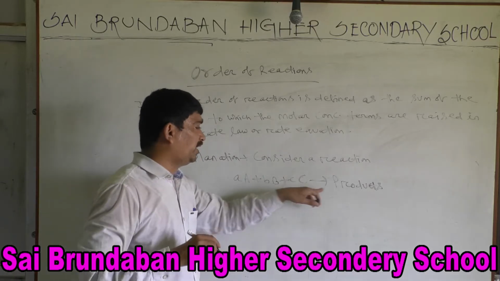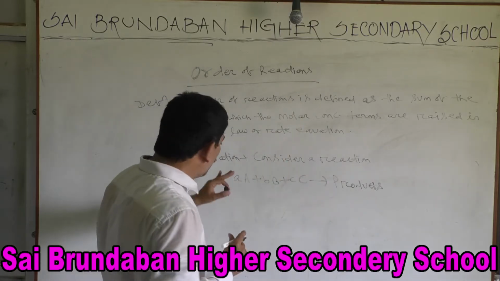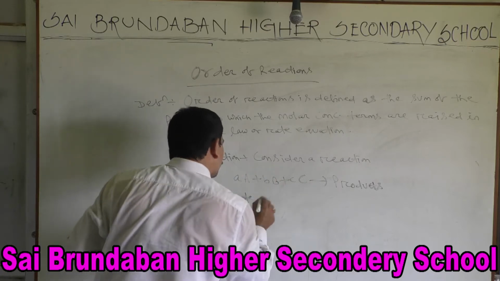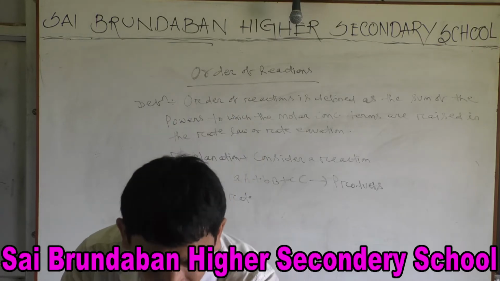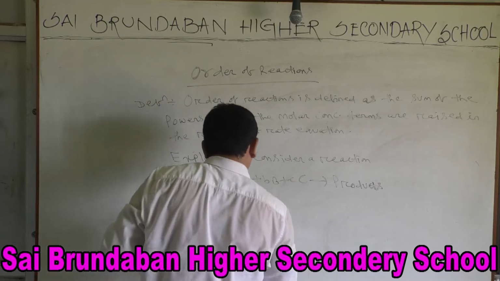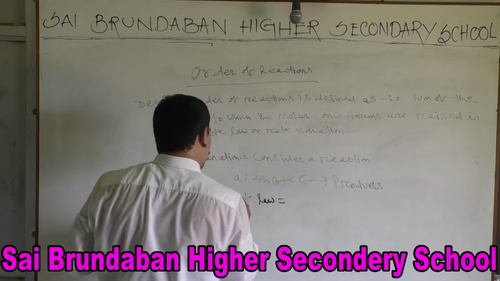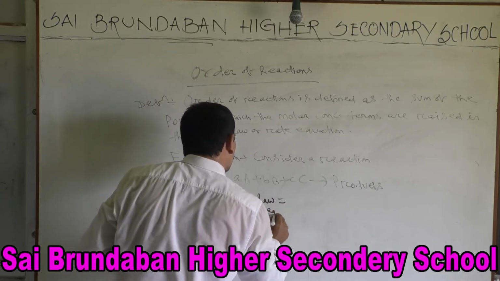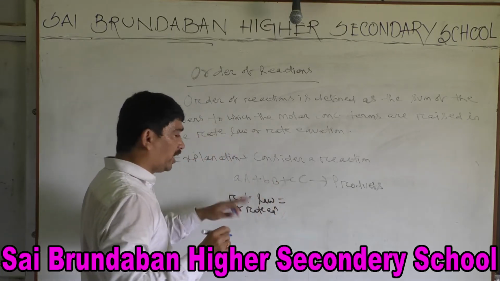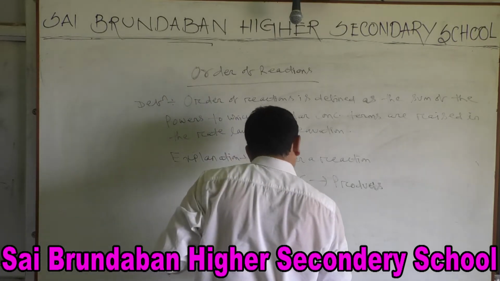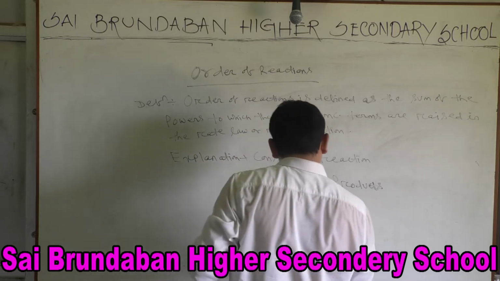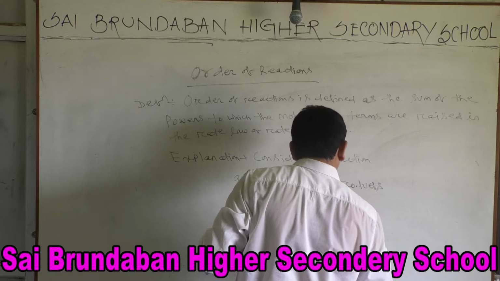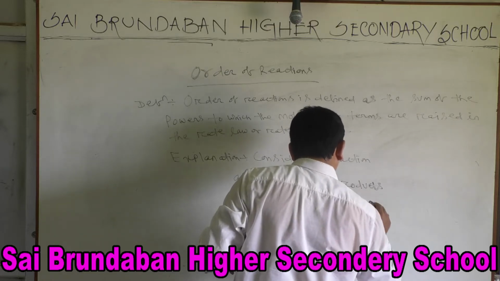A, B, C gives rise to products. We are considering that reaction. For this reaction, the rate law or rate equation is equal to K A to the power L, B to the power M, C to the power N.